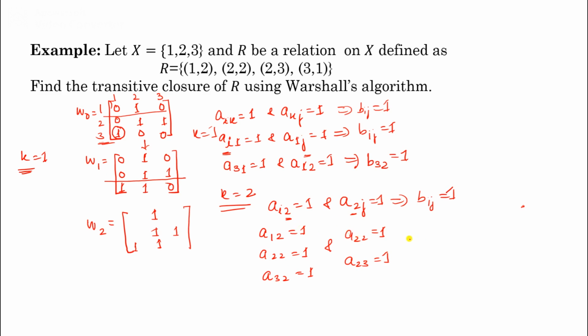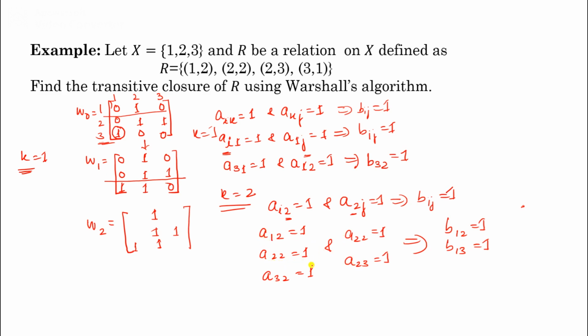Now combine these. First combine this with this one. A12 equal to 1, A22 equal to 1. It means B12, sorry, because the i's are the elements of W1, we have to find the matrix of W2 and these are denoted by B. So B12 equal to 1. So merge this one, combine A12 and A23. So A13, this will give you B13 equal to 1. So we have combined A12 with these two.